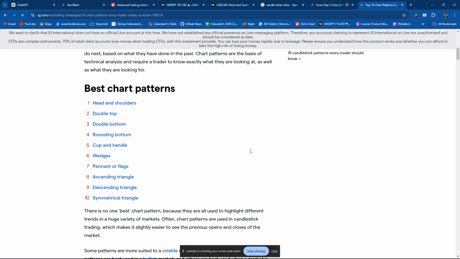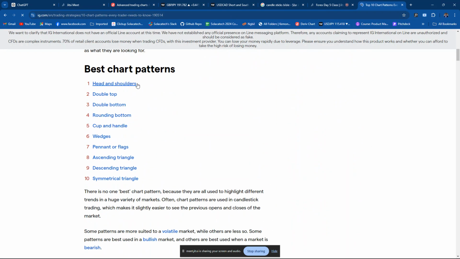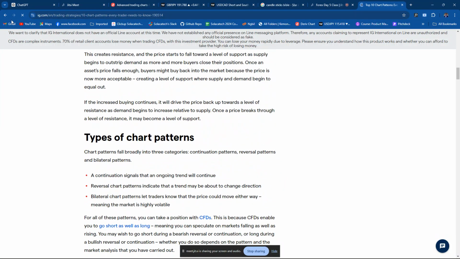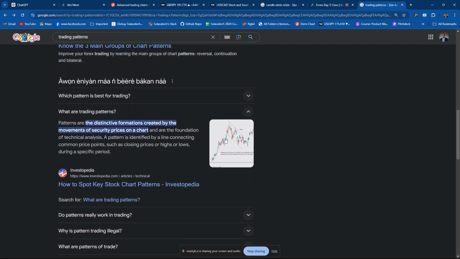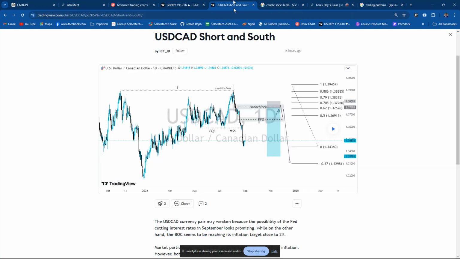So that you will not be confused and say, this guy taught me this, he didn't teach me this. This is head and shoulders, double top, double bottom, rounding bottom, cup and handle, wedges. So we look at all of it, all of it, next class. They didn't even mention rainbows here. We have channels. Channel is a pattern too.